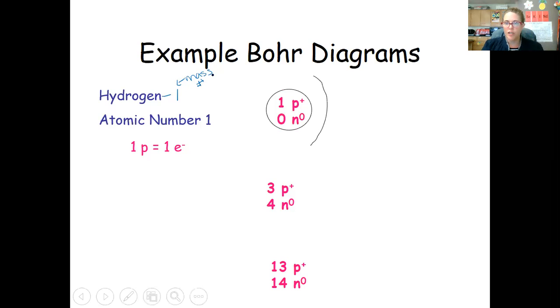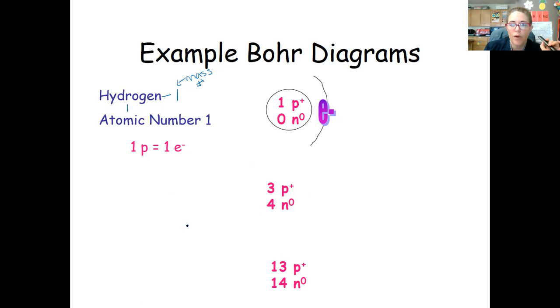So here I have energy levels. If I look at the electron configuration under hydrogen, it just has a 1 underneath it, because it only has 1 electron and 1 energy level. So that 1 electron is in the first energy level. That Bohr diagram is complete. Hydrogen is the simplest of the elements.